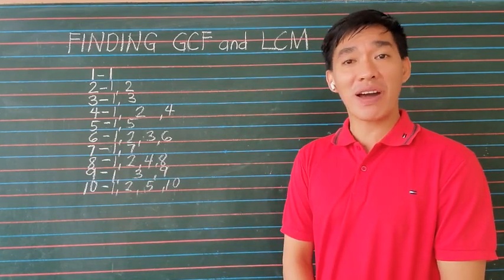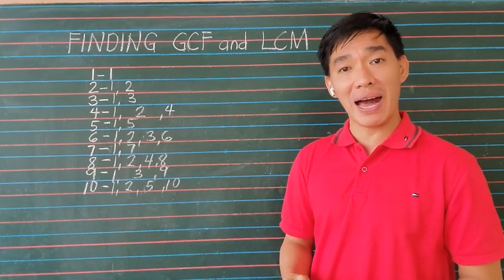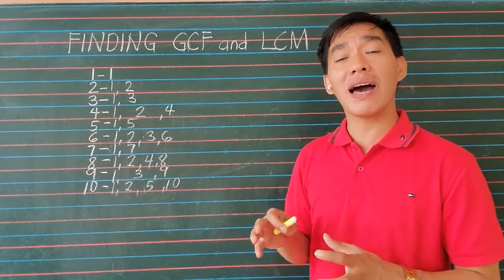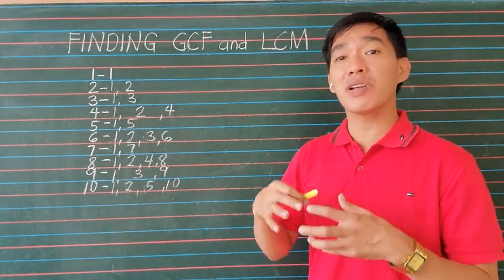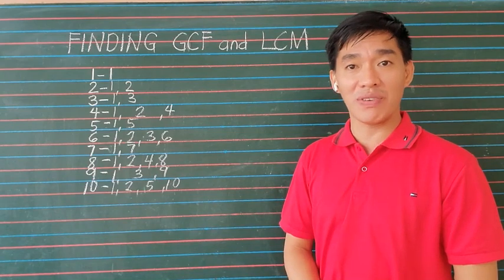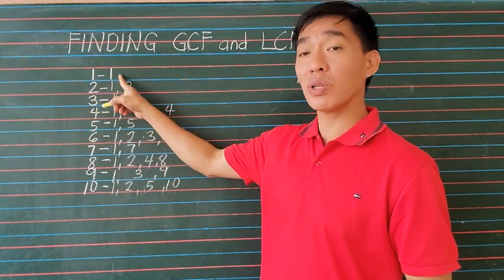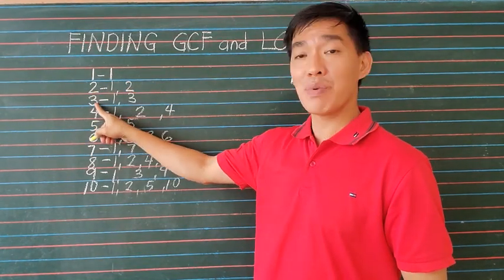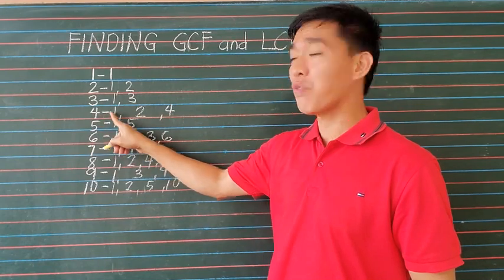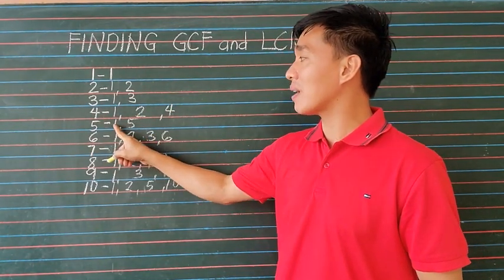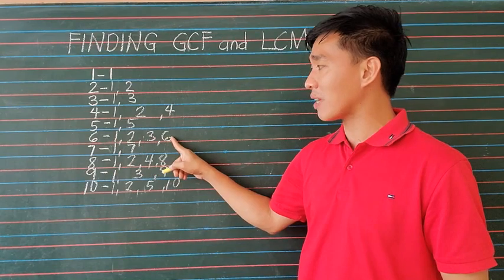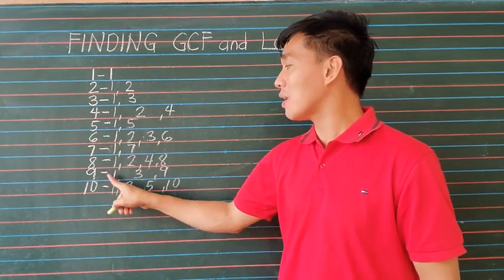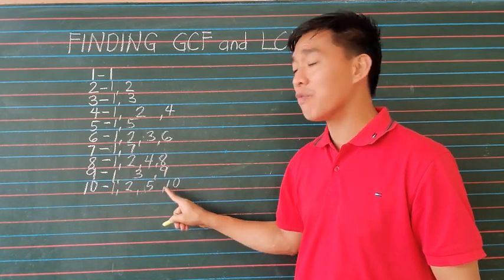Those are the pairs of factors which we need to combine or multiply in order to give the following numbers. And of course, you will have to list down all those factors, and this will sum up the factors of a number. So number 1 here has only 1 factor. Number 2 has 2 factors. Number 3 has 2 factors. Number 4 has 3 factors. Number 5 has 2 factors. Number 6, 4 factors. Number 7, 2 factors. Number 8, 4 factors. Number 9, 3 factors. And number 10, 4 factors.